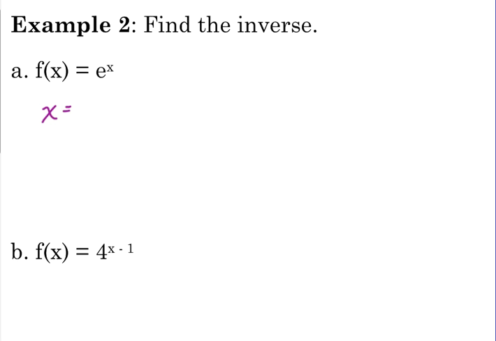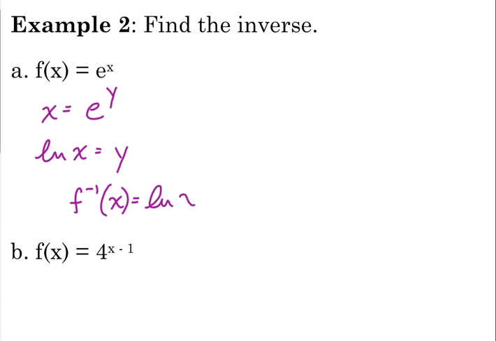If we switch x and y here, we've got x is equal to e to the y. How do we get y out of the exponent? Natural log. We write it in logarithmic form. The base was e, so that means we use the natural log. So the inverse of this function is the natural log of x, which you should have already known because we talked about that when we talked about e to the x and the natural log. We said that they were inverses.